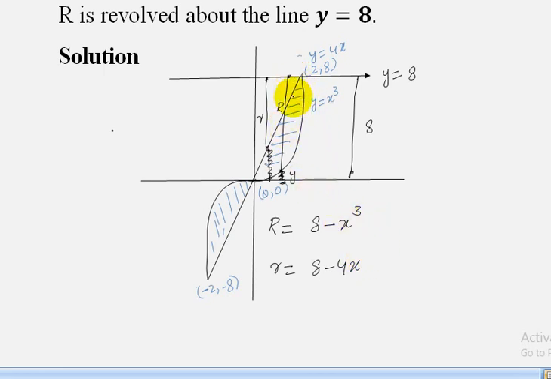Remember, this radius changes when we move on this line. For this point, our outer radius is capital R and inner radius is this small r. So outer and inner radius for both curves change as we move on this line. Now we can find outer and inner radius for the portion of graph in third quadrant.